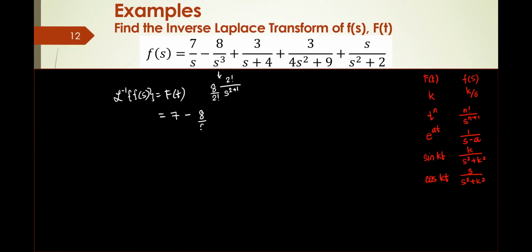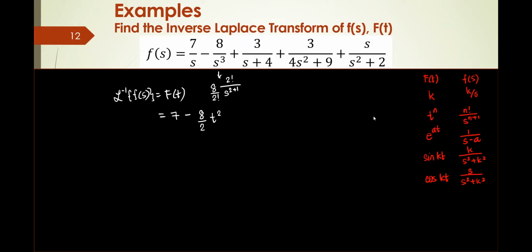So here, it's 8 over 2. And then what's the form? 2 factorial all over s squared plus 1. What will this be? Isn't this t squared? So in here, you understand what I did, right? That the s cubed is actually an s to the 2 plus 1.